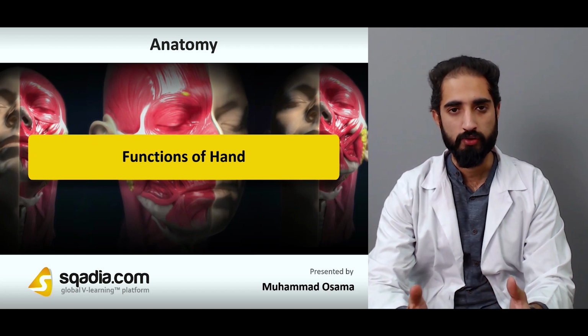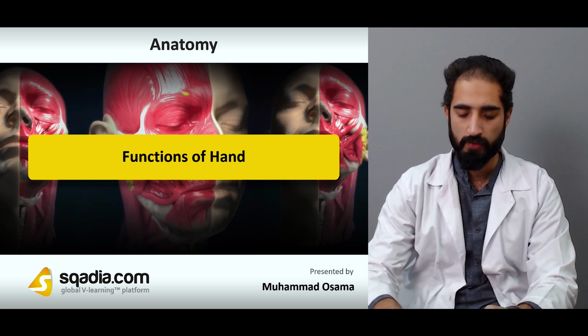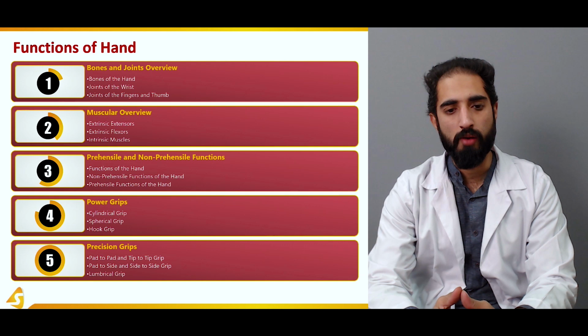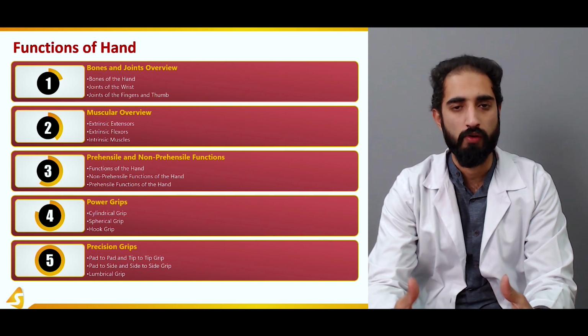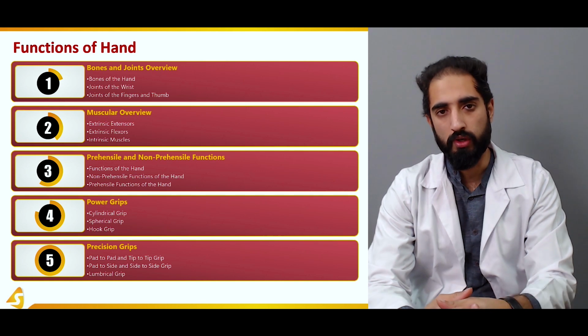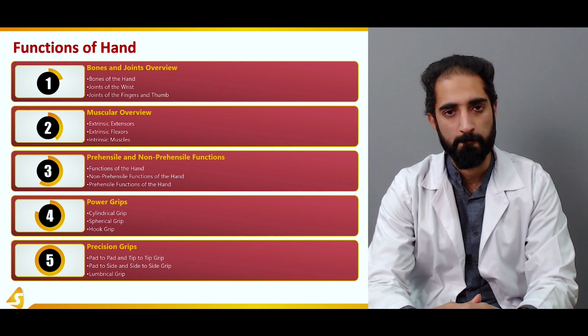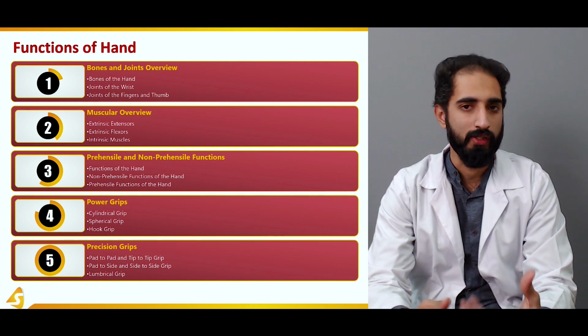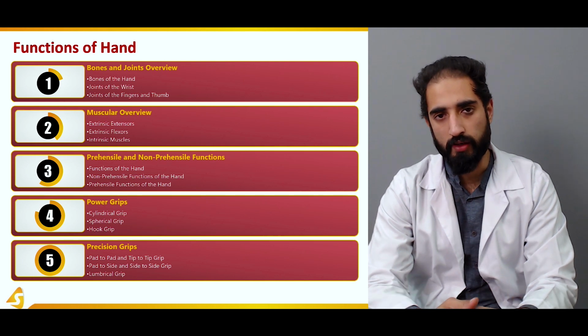My name is Mohammad Osama and today we are talking about functions of the hand in anatomy. In this lecture we're going to talk about the bones and joints, and we're going to overview them because it is very important to understand the bony anatomical structures so that we can understand the functioning of the hand. So in that we're going to talk about the different bones that are involved in the making up of the wrist and the hand region.